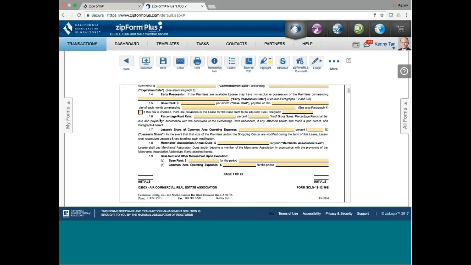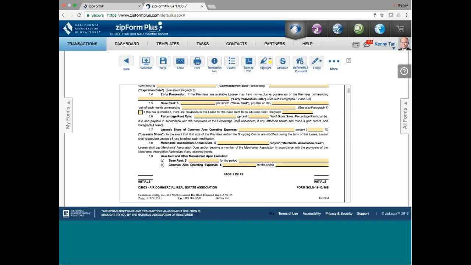The percentage rent rate is basically a certain percentage of the gross sale, whatever the percentage is. It says your percentage rent shall be due and payable in accordance with the provisions of the percentage rent addendum, if any, attached hereto and made a part hereof, and paragraph 4 hereof. So there's actually an addendum known as the percentage rent addendum, which if we have time we'll look at it, but it's just a separate form that is used in conjunction with this multi-tenant shopping center net lease.